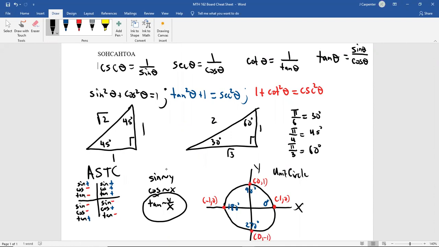We're going to use it a little more because once we get into the next section, we're going to be graphing tangents, cotangents, secants, and cosecants. So this first section is only sines and cosines.